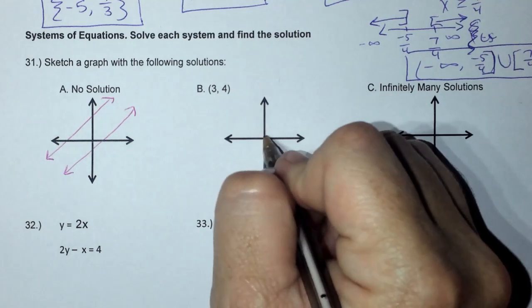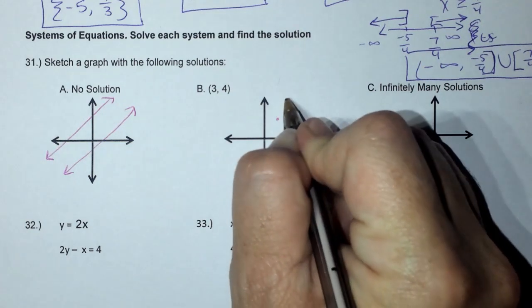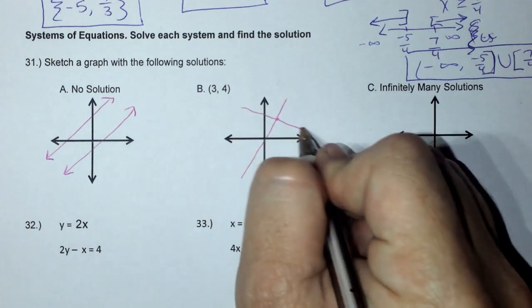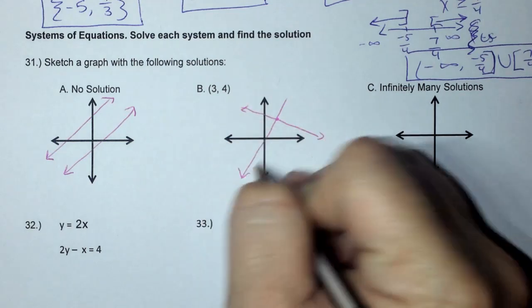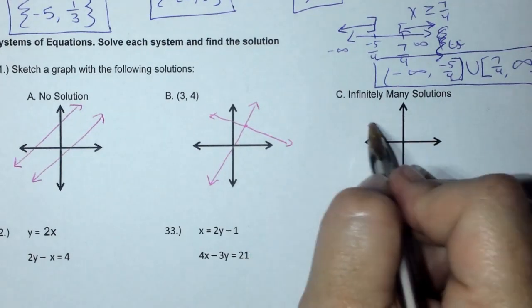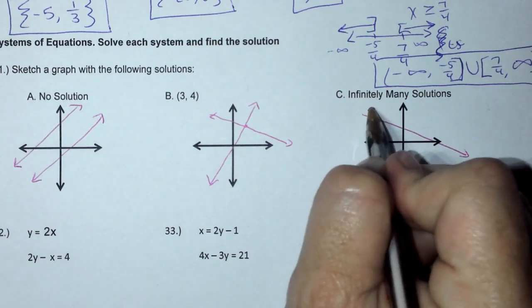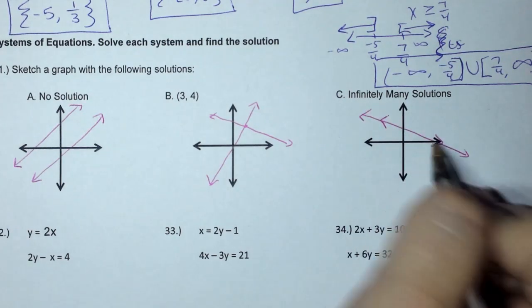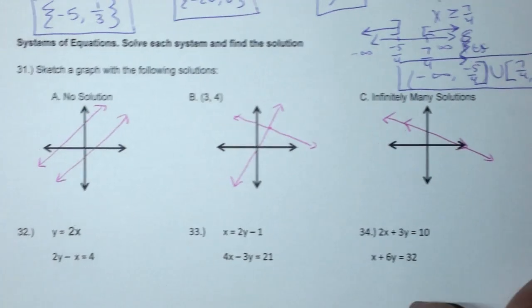Now if it has (3, 4), that's over 3, up 4. It doesn't matter what they look like because we're just sketching. It's just that they touch somewhere about (3, 4). Infinitely many solutions can look like any line, but remember it's two lines that are exactly the same, so they're right on top of each other.